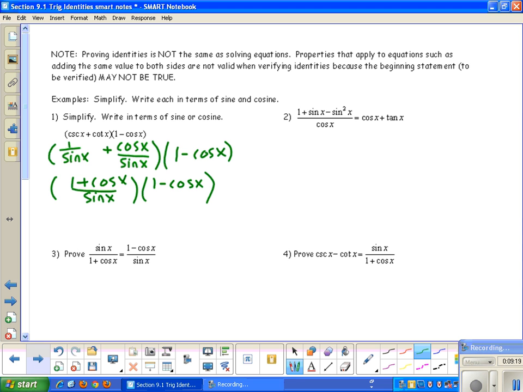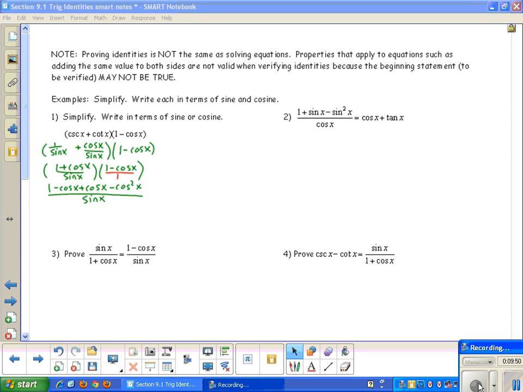How do you multiply fractions? You multiply the numerator times numerator and denominator times denominator. In this case, I have 1 plus cosine x times 1 minus cosine x in my numerator, and then sine x times 1 in my denominator. So for this, I have 1 minus cosine x plus cosine x minus cosine squared x, all over sine x.